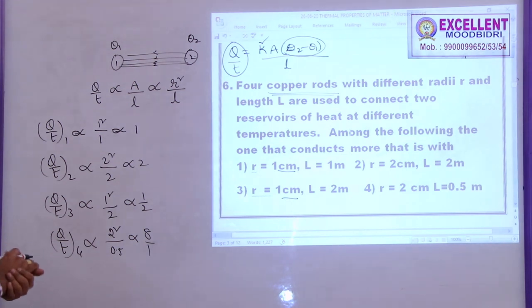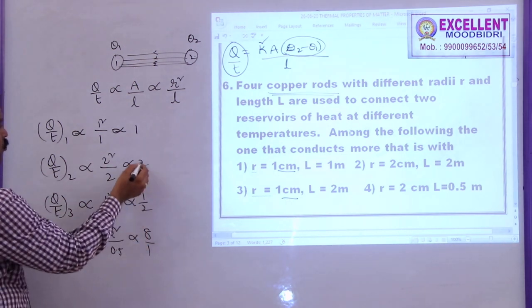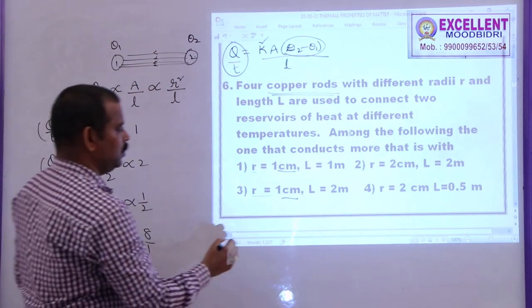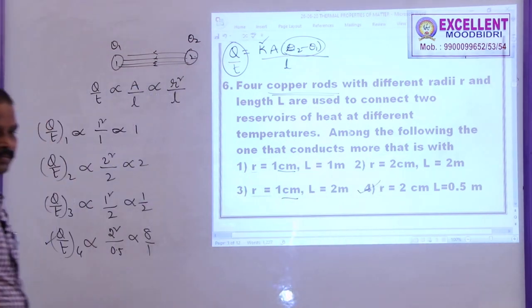Now, in which case is the flow of heat more? Among these values, 8 is the largest. So this fourth one is more. So option 4 is correct.